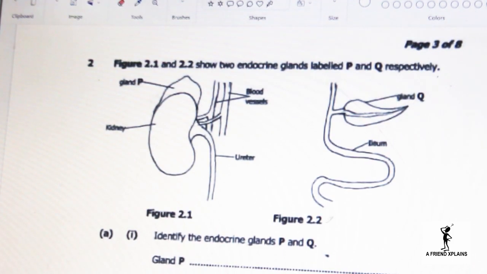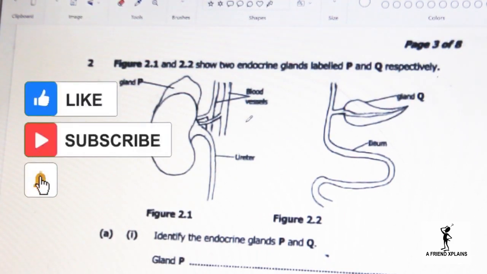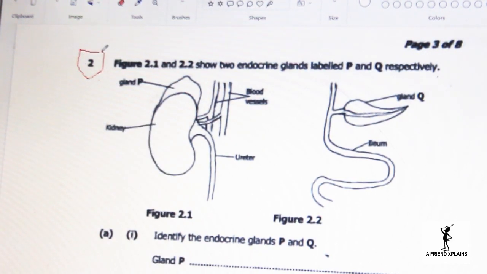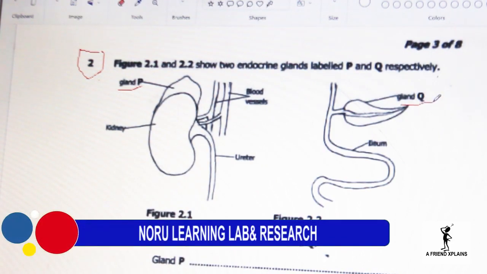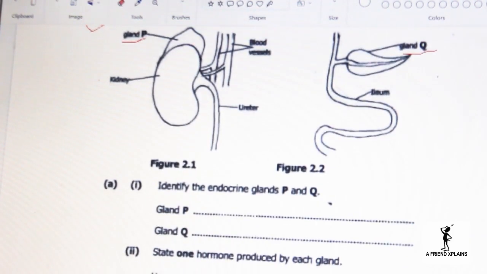To jump into this question quickly without wasting time, remember this video is only about 6 minutes. So this was question 2. Question 2 reads: figure 2.1 and 2.2 show two endocrine glands labeled P and Q respectively. You can see here I have my gland P, and here I have my gland Q. Let's quickly jump into the first question.